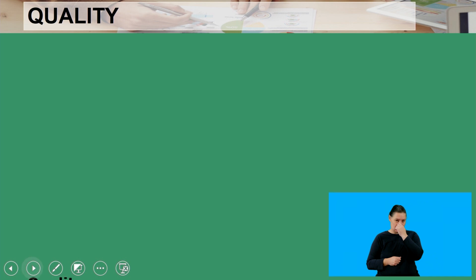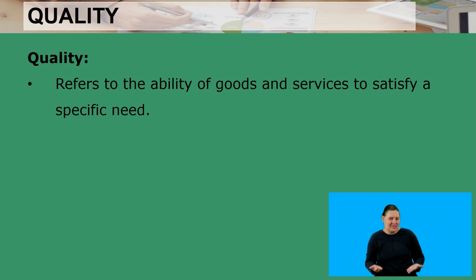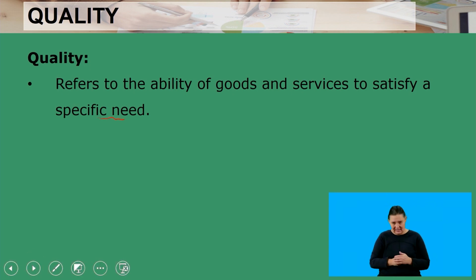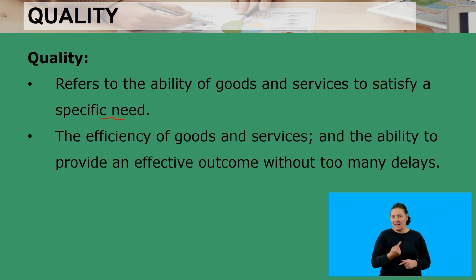The first part is to define what is quality. This is quality that we look into in order to make sure that customers are happy. So what do we mean by quality? We are focusing on the product to say a product should be able to achieve this state. Quality refers to the ability of goods and services to satisfy a specific need. Furthermore, when we are looking into quality of a service, we are saying now this is the efficiency of a goods or a service and the ability to provide effective outcomes without too many delays.